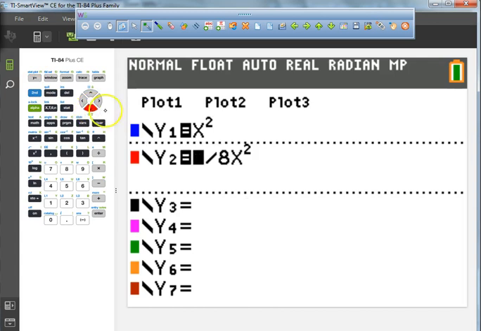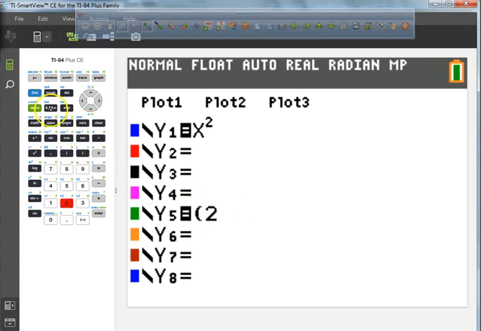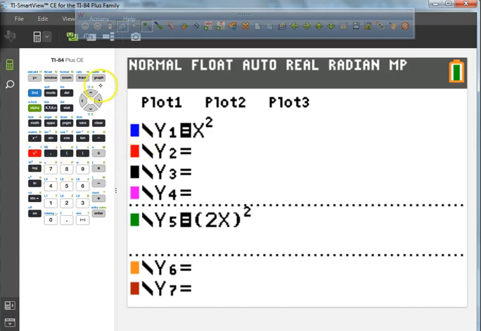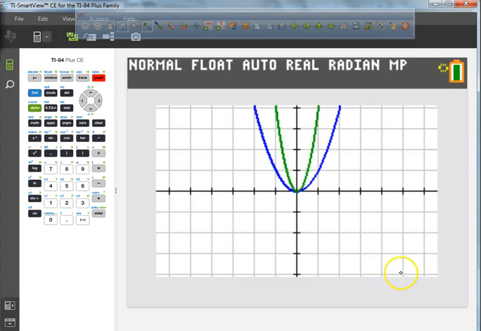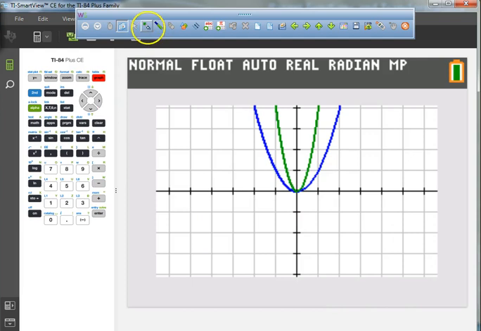Hit y equals. Clear this out. Let's go to this one right here. I want you to go parentheses 2x, close parentheses, squared. And look how much that changes the graph. Do you see how this one is different than the first time we did it? Now, we call this something. This is not being expanded vertically. We call this compressed horizontally. Now, that's kind of confusing to start out, so let me explain why.